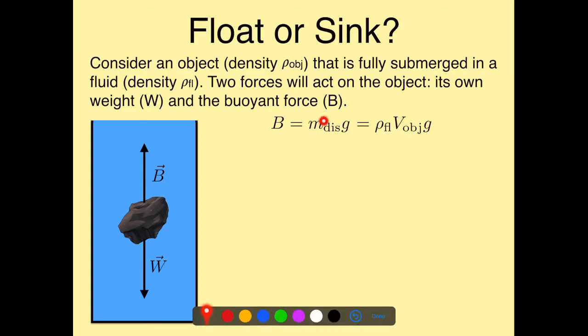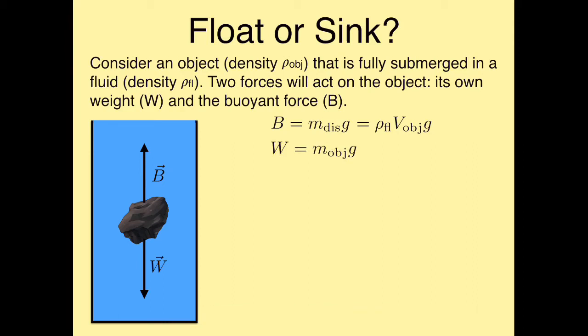Well, the mass can be thought of as the density times the volume, but we have to be careful about this. Since we're talking about the mass of some amount of fluid, we have to use the density of that fluid times the volume of fluid that gets displaced. Well, the volume of fluid that gets displaced is just the volume of the object, okay? So the buoyant force would be the density of the fluid times the volume of the object times G.